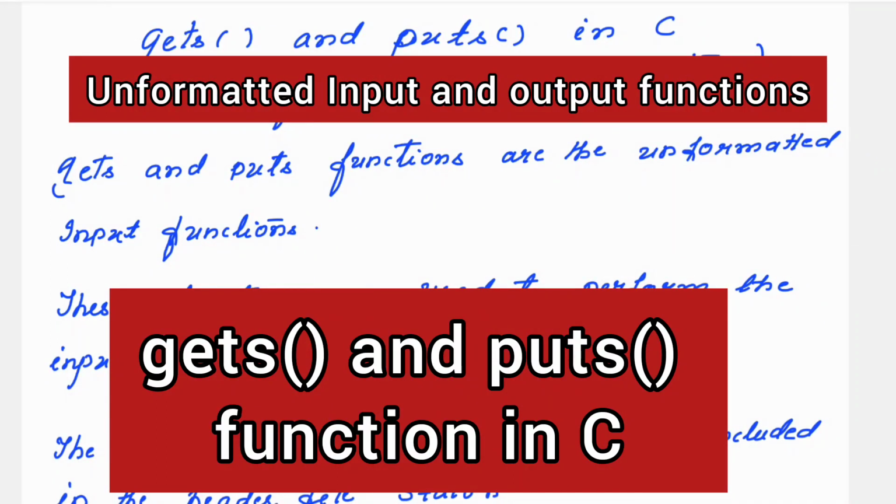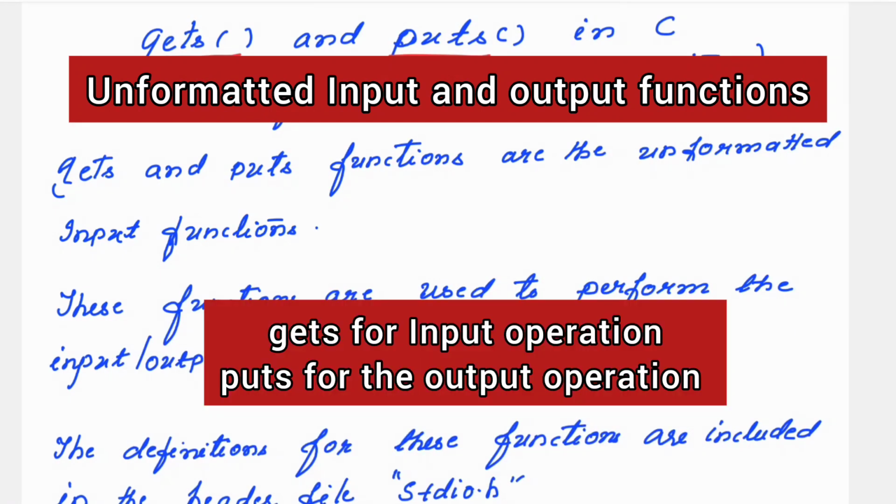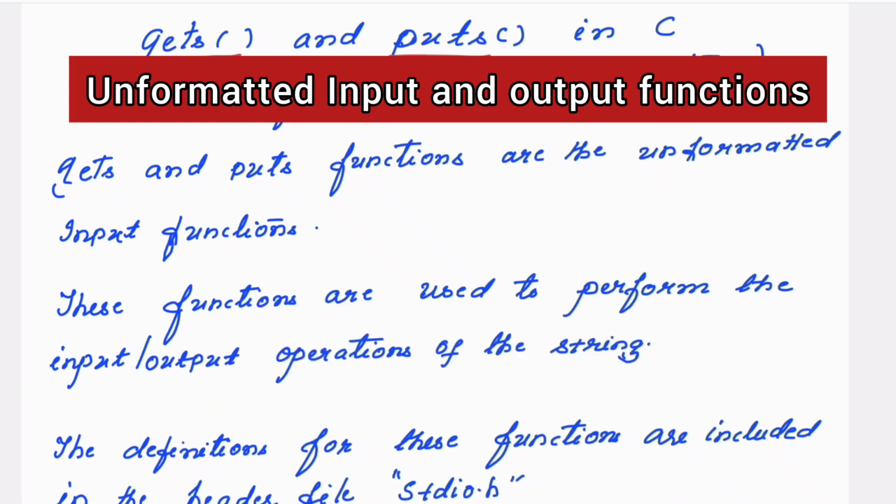Today's topic of discussion is the gets and puts functions in C. These two come under the category of unformatted input functions. In my previous video session, I explained the getchar and putchar functions. Even those two belong to the unformatted input functions category. Now let us see in this session the gets and puts functions.